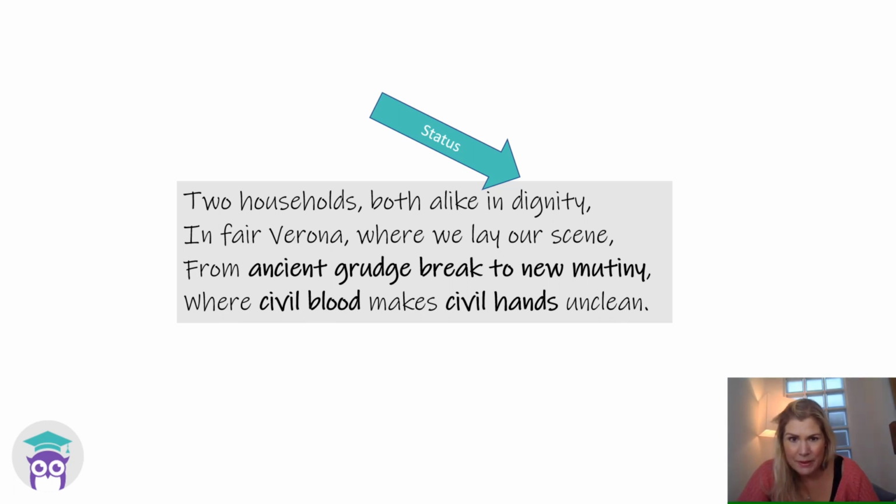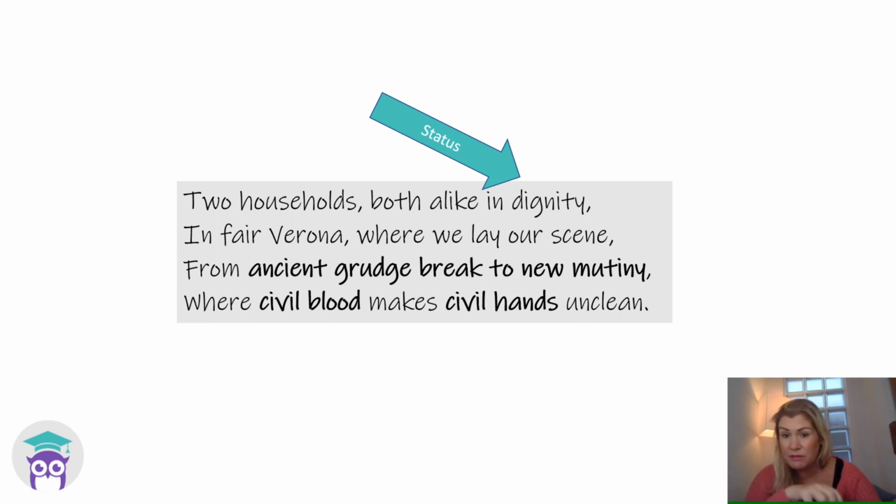Let's look at the way that it begins. Two households, both alike in dignity. So dignity here means status. In fair Verona, where we lay our scene. So Verona is a place in Italy. Okay, so Shakespeare's basically saying right there, you've got these two families, they're the same status, and both of these families live in Verona. That's where the play is set.